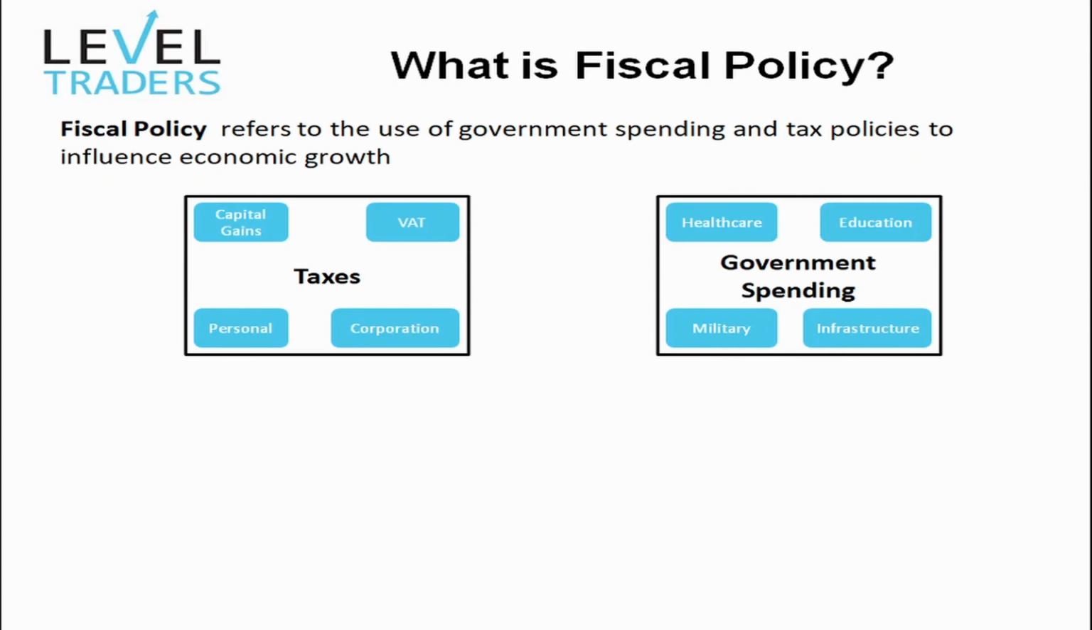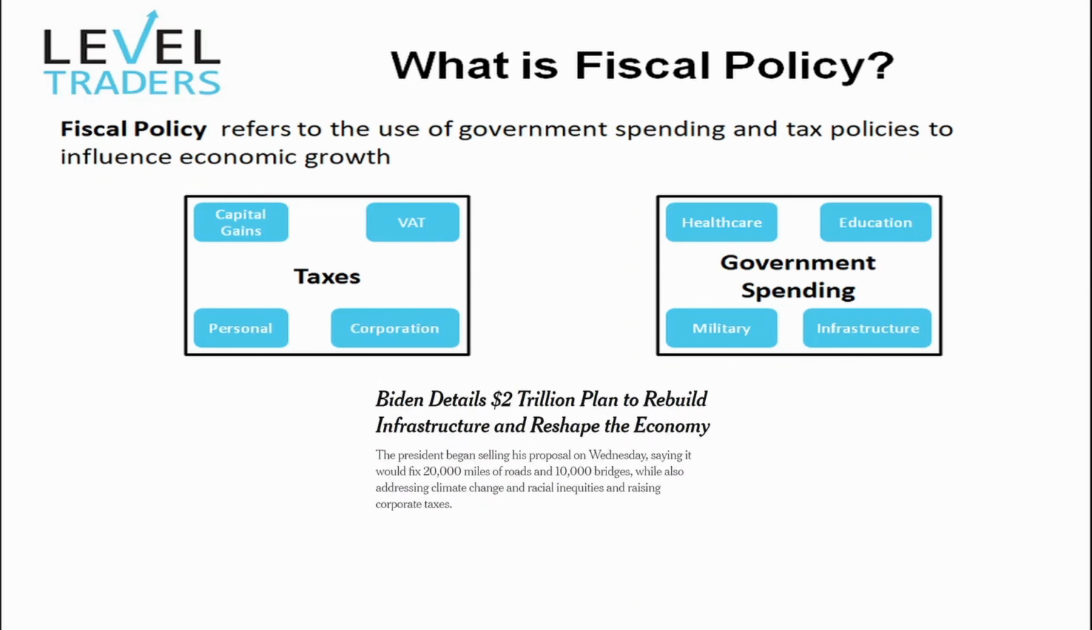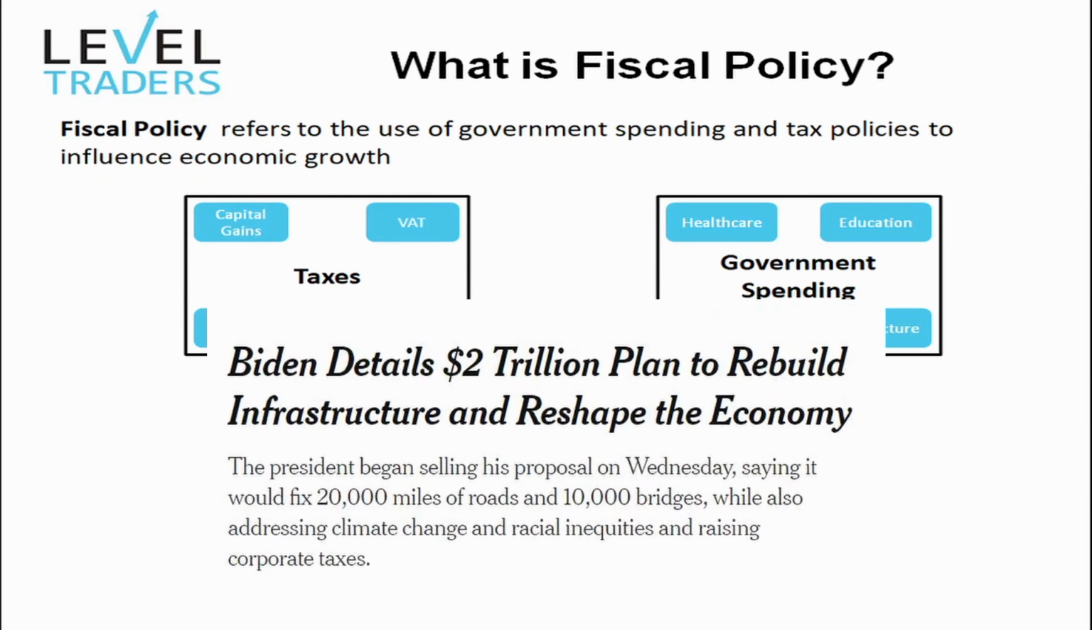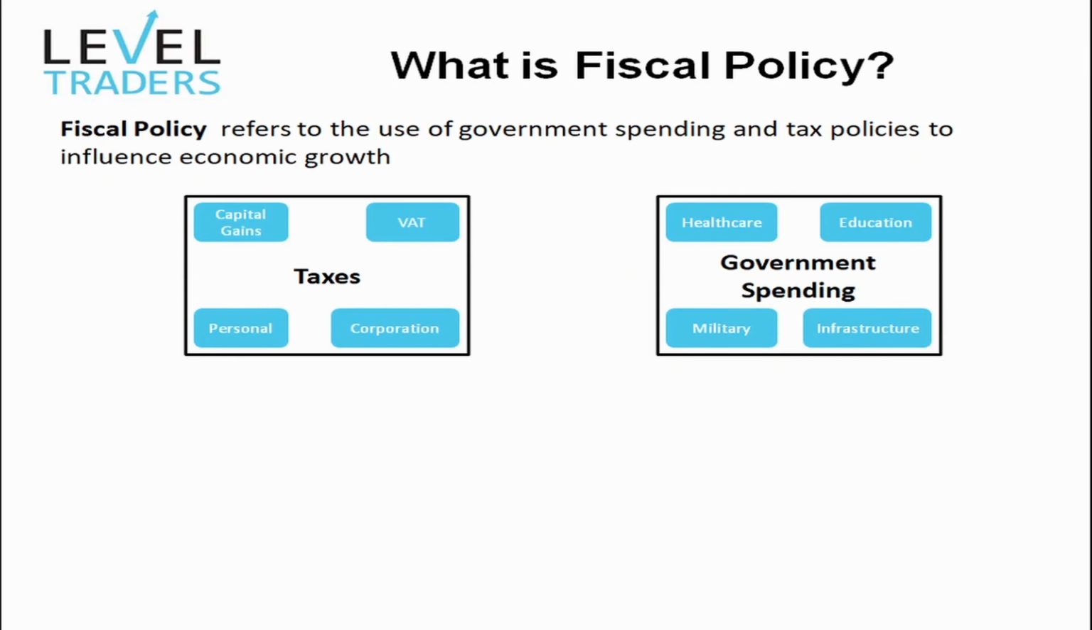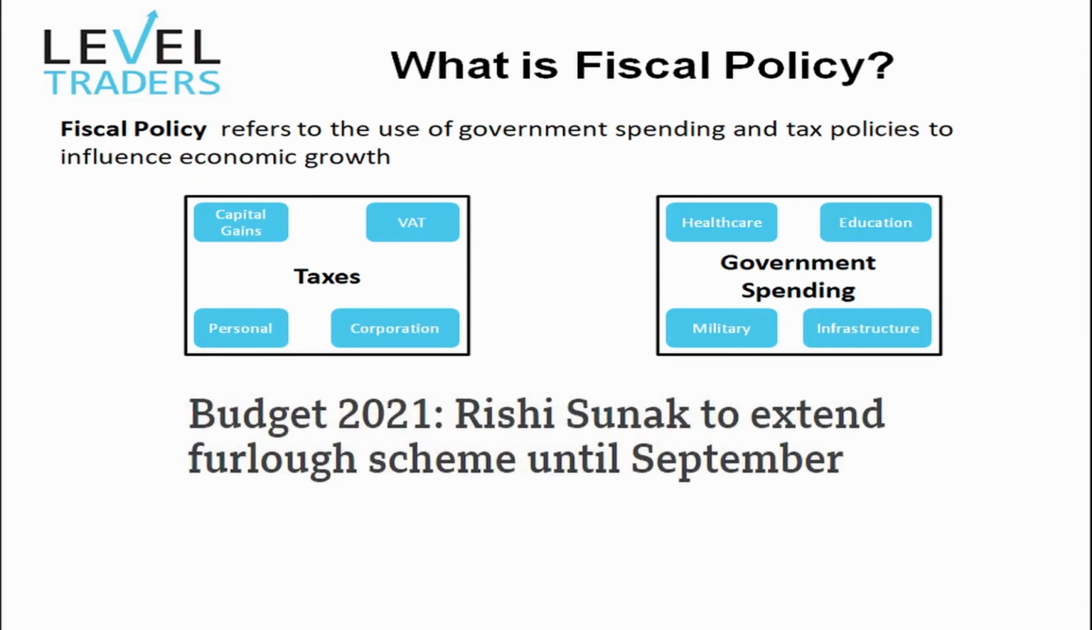Usually increased government spending will result in the government borrowing more money or raising taxes to pay for it. And that's exactly what the US has recently outlined. So here's the headline where Biden's plan was first announced. And the idea is that taxes will be increased to pay for it. Another example of fiscal policy is the UK's furlough scheme. Here's a headline that came out recently. The furlough scheme effectively means the government are going to subsidise a large chunk of the employees' wages. The aim of the furlough scheme was to avoid businesses laying off people and making unemployment spike.